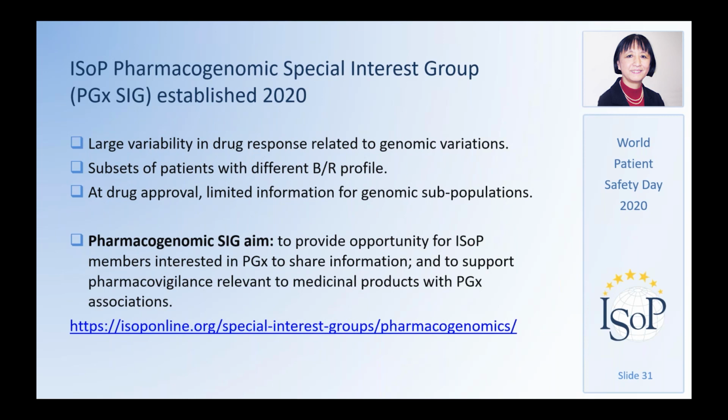So the pharmacogenomics special interest group, SIG, has the aim to provide opportunity for ISoP members interested in pharmacogenetics and genomics to share information and to support pharmacovigilance relevant to the medicinal products with pharmacogenomic associations. For those who are interested, you could go to the ISoP website for more information.